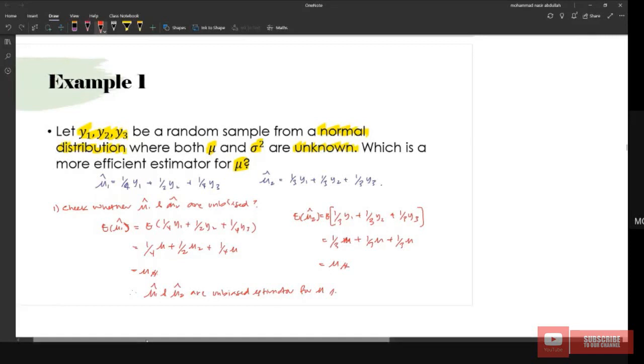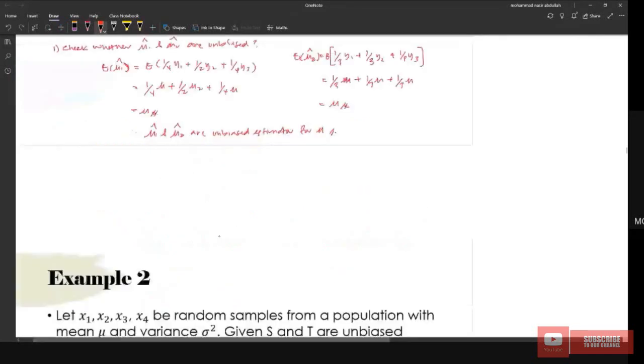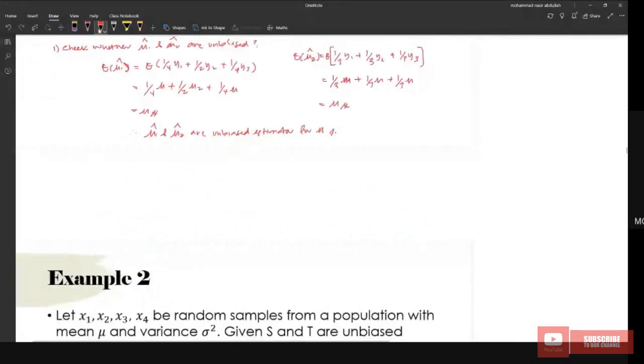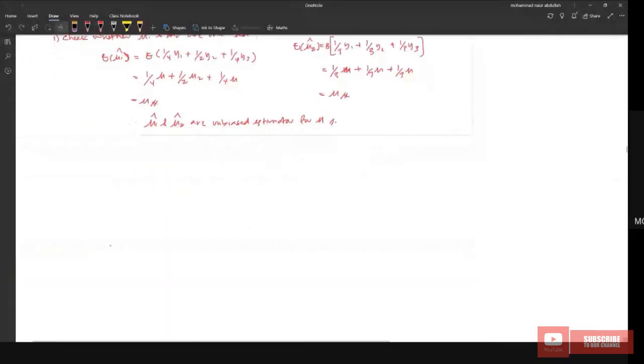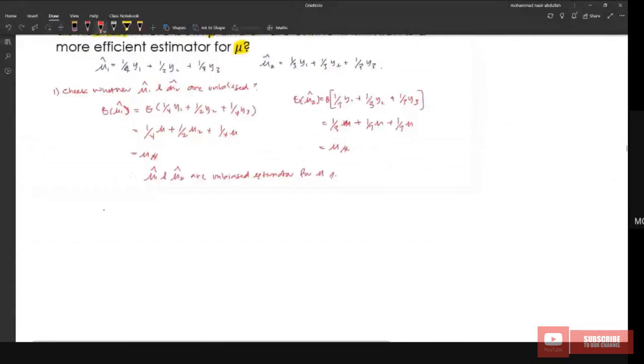Next, we need to check for the variance. We need to select the estimator with the smaller variance. So the second step is to check the variance of mu1 hat and mu2 hat. The variance of mu1 hat is equal to the variance of 1 over 4 y1 plus 1 over 2 y2 plus 1 over 4 y3.